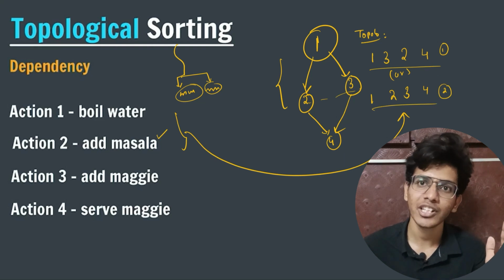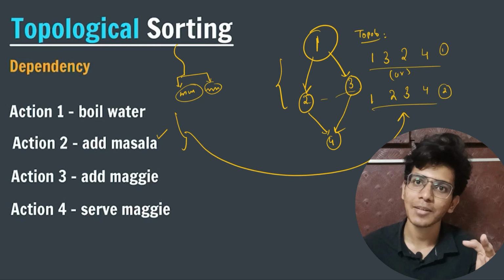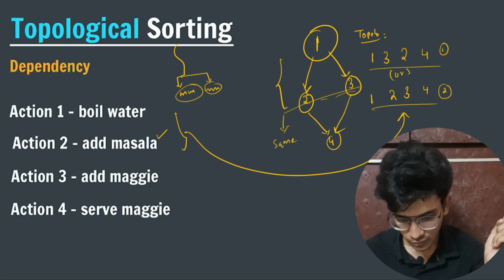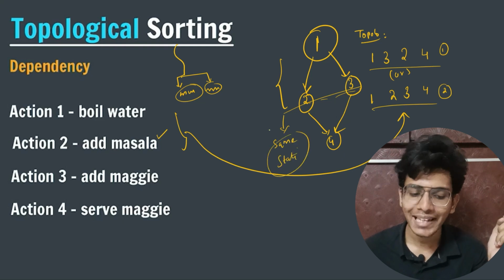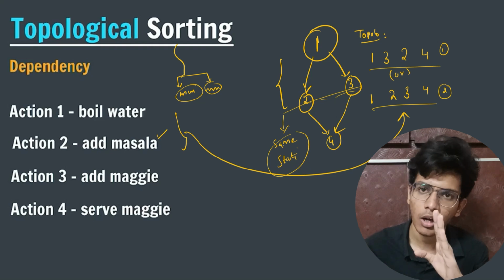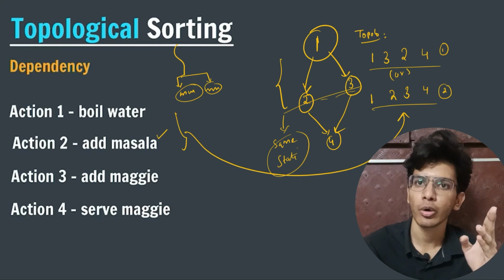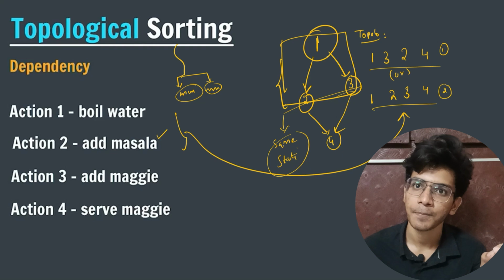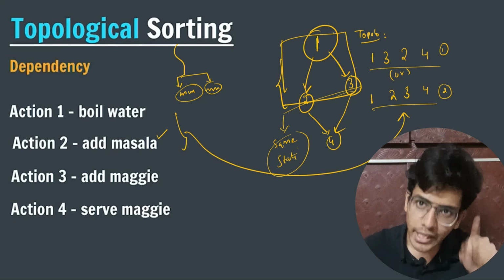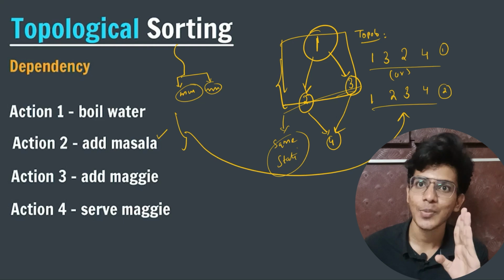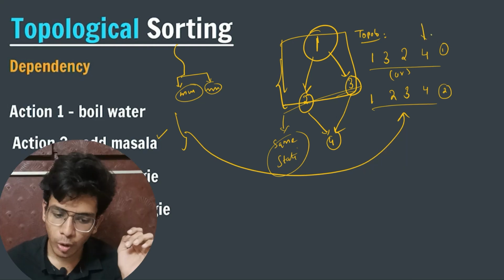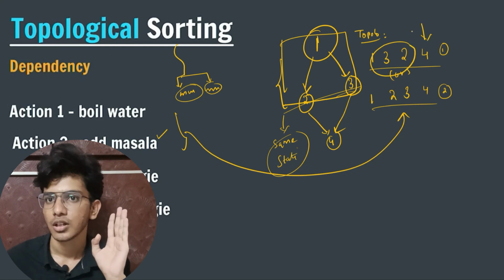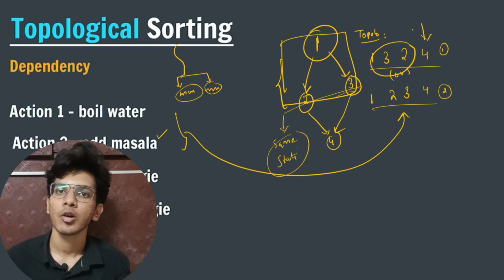Either I can add masala first or I can add Maggi first. It doesn't matter, right? Because these two are in the same state, adding any of them can go along. But in order to reach 4, in order to serve the Maggi, all these 3 steps should be completed, right? Then and only then can I serve my Maggi. I hope you are getting it. So to reach 4, all these 3 steps should get completed. Then and only then can I reach my final step.